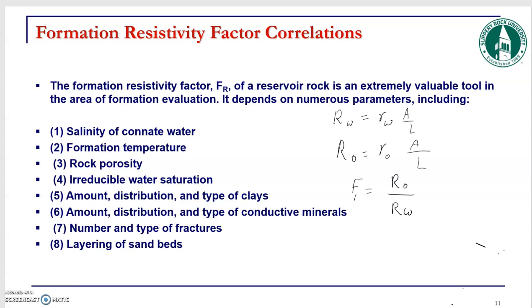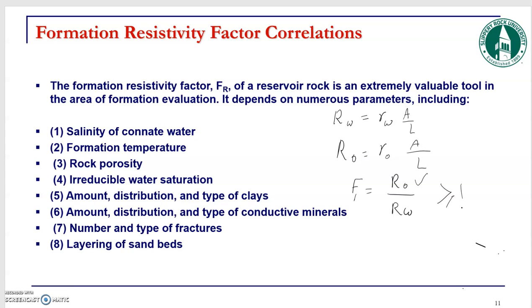Now, the resistivity of a rock 100% saturated with water is always higher than the resistivity of the brine itself, because the rock has a matrix, and the matrix, or the grains of the rock, have infinite resistivity. So RO is higher than RW, so this ratio is always greater than 1. So we want to see what factors would change this formation resistivity factor. Many factors play a role.